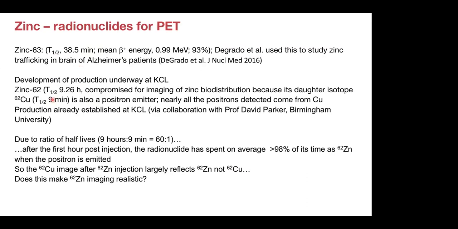We have developed a production of zinc 62 in collaboration with the University of Birmingham, designed really as a precursor to copper 62, which was our interest. But since we had made the zinc 62, and it has a longer half-life of over 9 hours, which gives us a lot more time to do interesting in vivo studies, we decided to have a look at it for imaging. And nobody has done this before, even though zinc 62 has been available, because of fears that the imaging ability is compromised by the fact that it decays to copper 62, which is also a positron emitter with a much shorter half-life of 9 minutes.